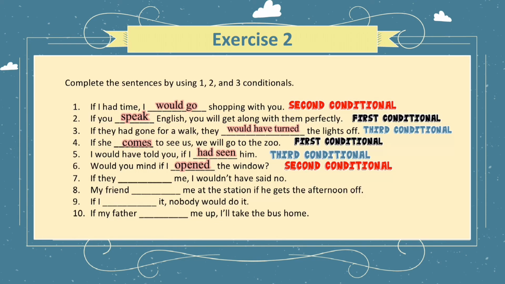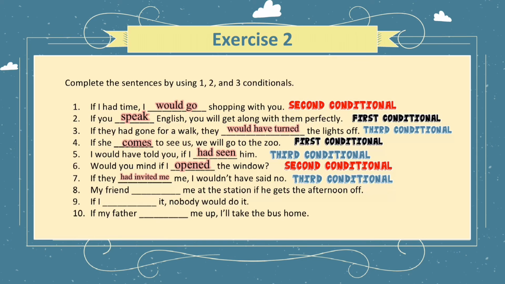Number 7: if they blank space me, I wouldn't have said no. In this sentence, at the second clause, the key word is "wouldn't have". So this is third conditional, which should be if plus past perfect with perfect conditional. So the answer is, if they had invited me, I wouldn't have said no.